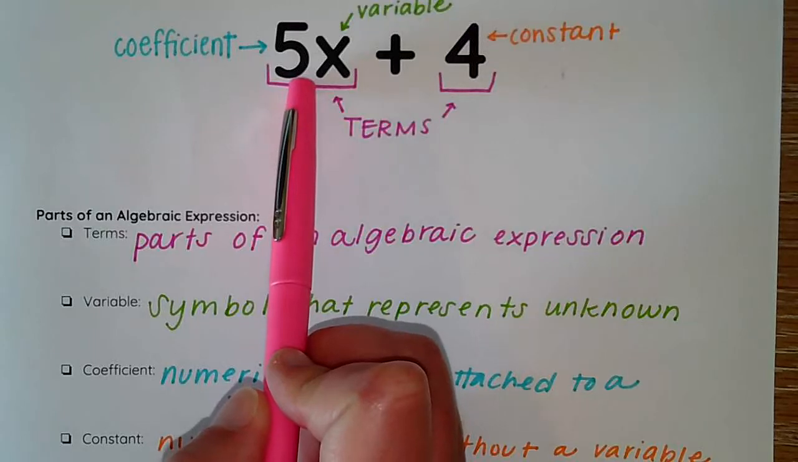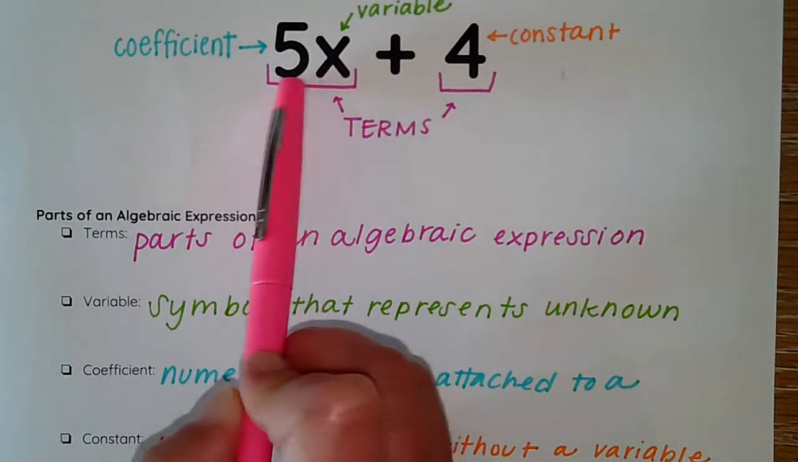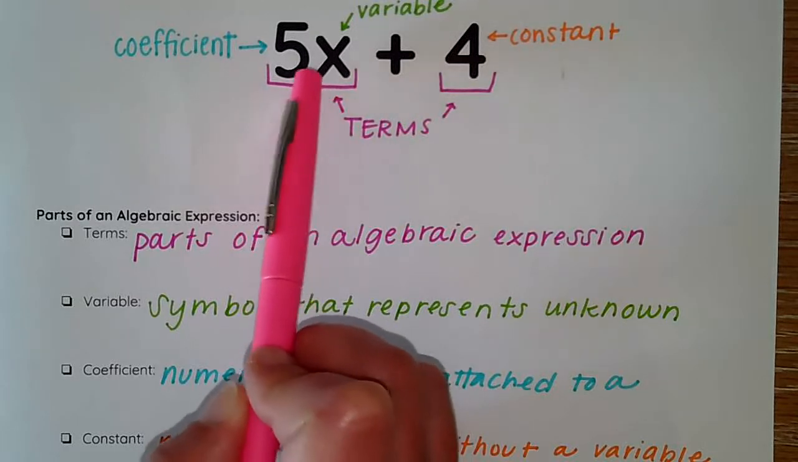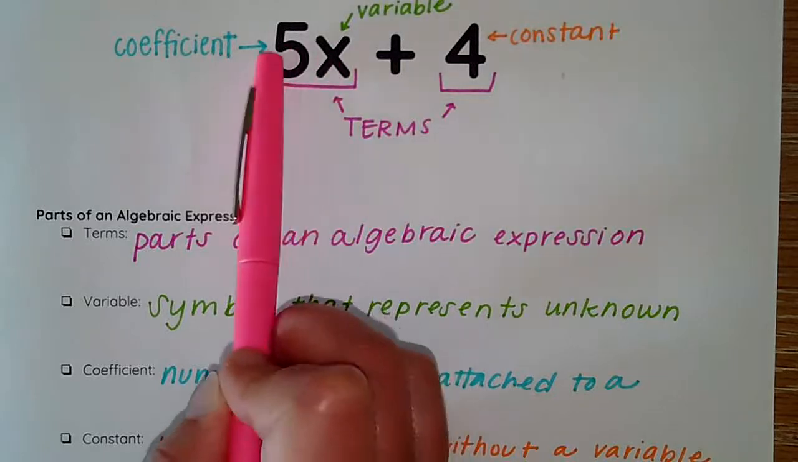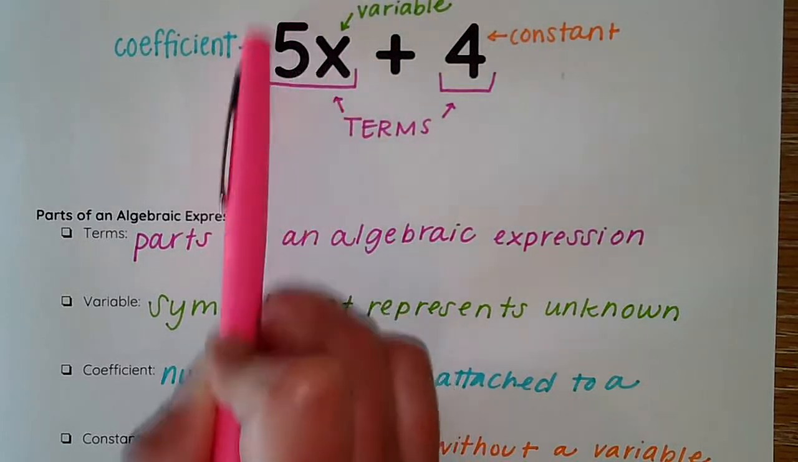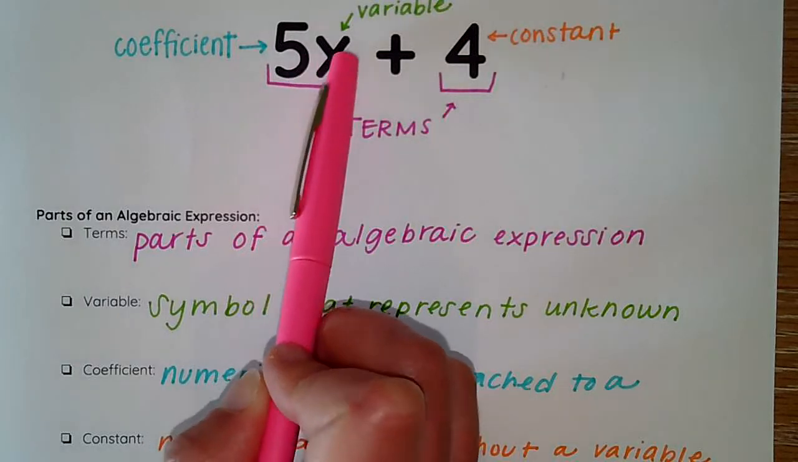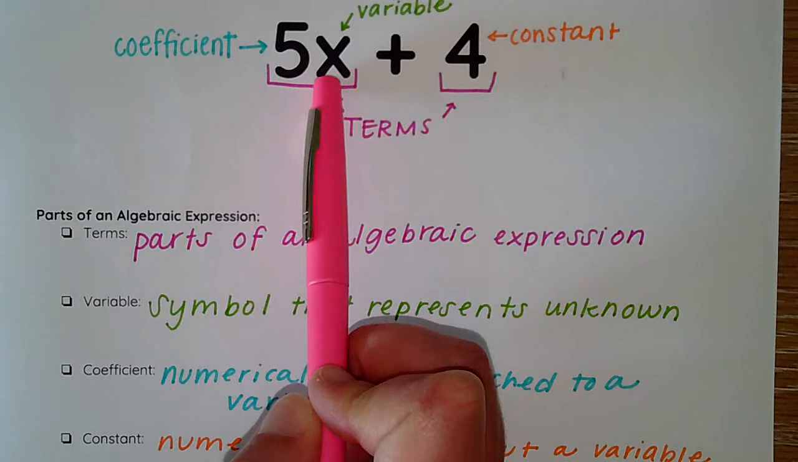Next, we've got coefficient. Your coefficient is the number that is attached to the variable. So these two, once we would determine what that x value is, we would multiply these together. 5 is being multiplied with x. The coefficient is attached to the variable.